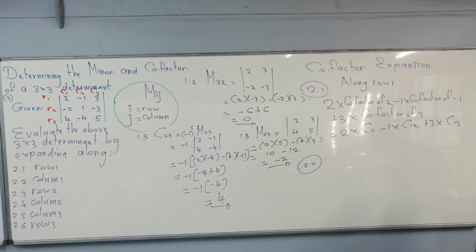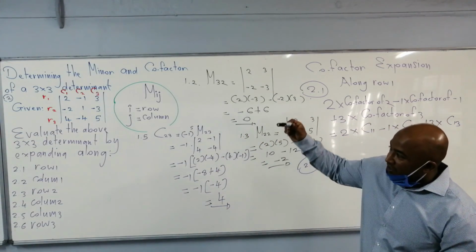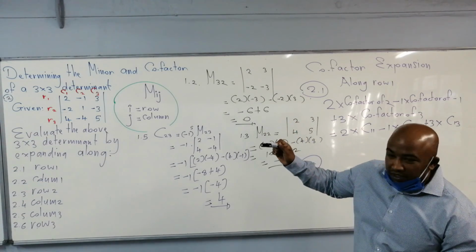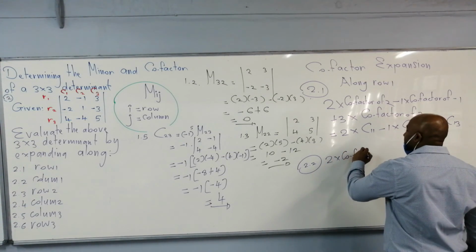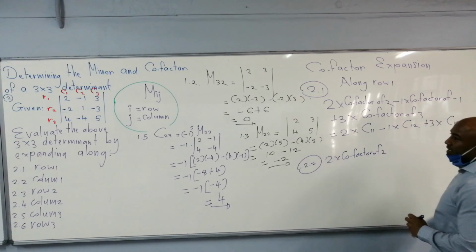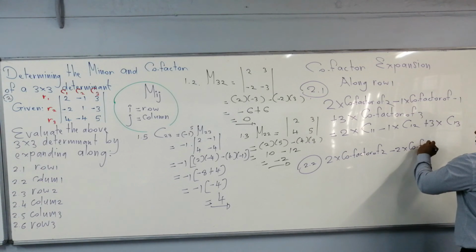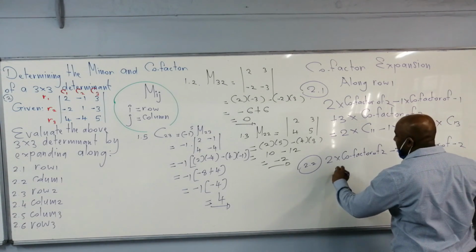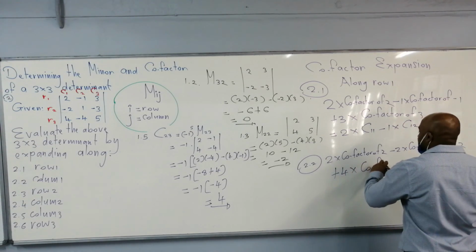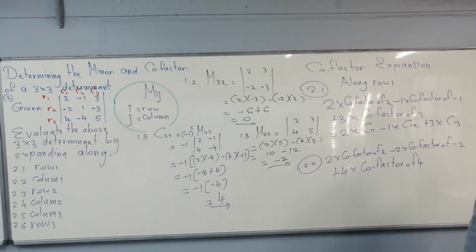Let's take column 1. You might be wondering, how do I expand along column 1? What numbers do you see in column 1? You see 2, -2, and 4. So it's the same thing now. 2 times the cofactor of 2. What's the next number going down now? -2. So it's -2 times the cofactor of -2. What's the last number in column 1? 4. So it's going to be +4 times the cofactor of 4.